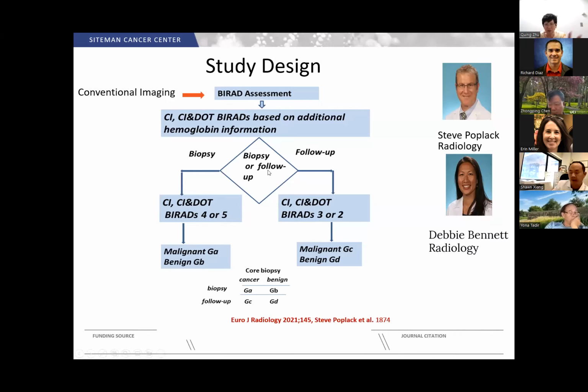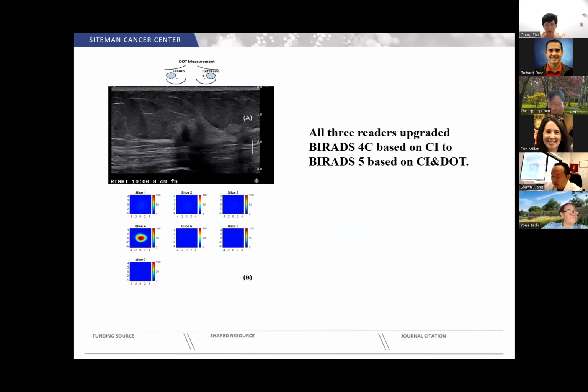But then after they read the optical image, the ultrasound imaging, we give them DOT data, and we certainly train them. Then they will see whether DOT presented to them will increase the confidence of cancer or decrease the confidence, say, okay, no biopsy. So this is the study design. We want to see how many normal biopsies we can reduce.